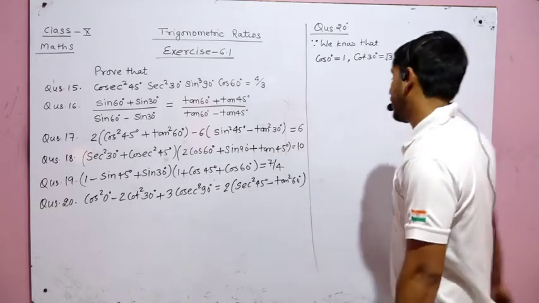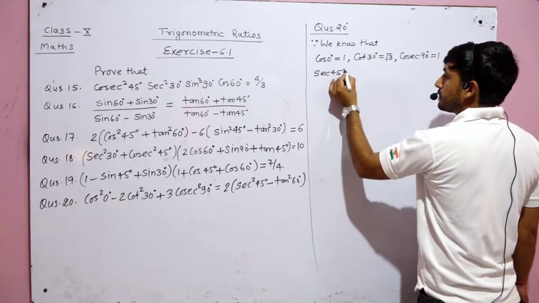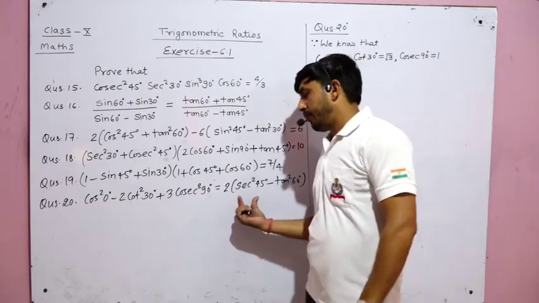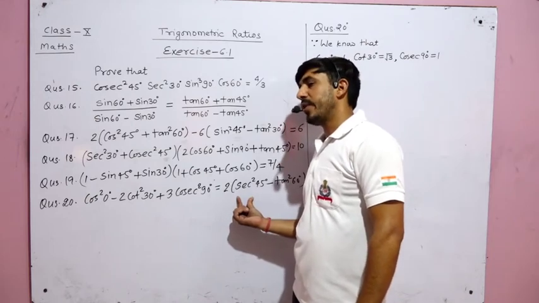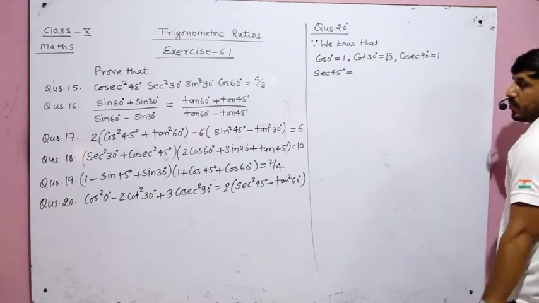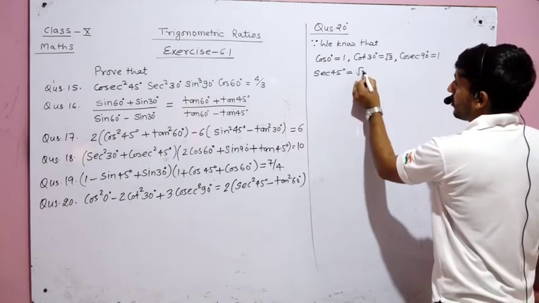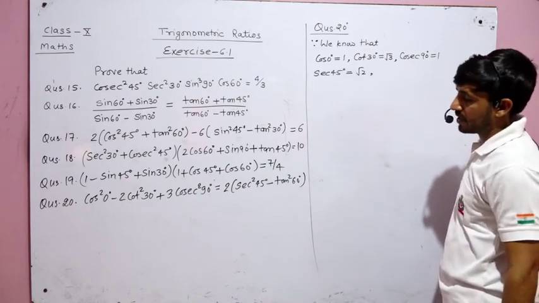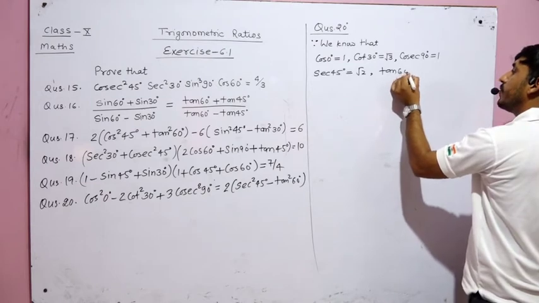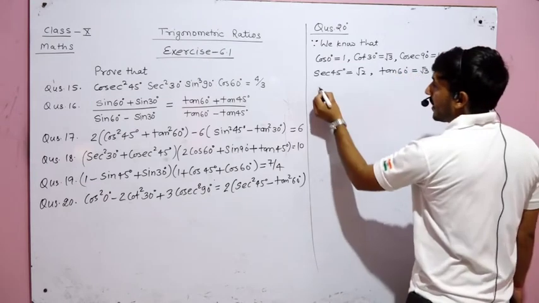In the next step we have sec 45 degree. As we know, sec 45 degree is the opposite of cos 45 degree, and the value of cos 45 degree is equal to 1 by root 2. That's why we have root 2 as the value of sec 45 degree. And again we have tan 60 degree. As we know, the value of tan 60 degree is equal to root 3.